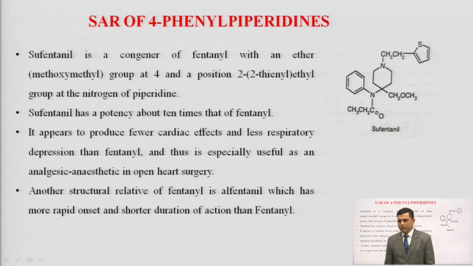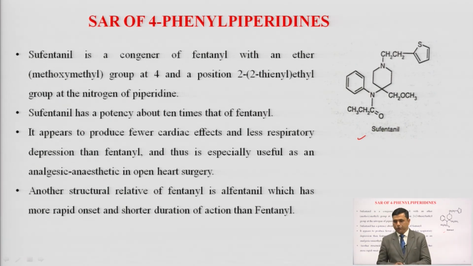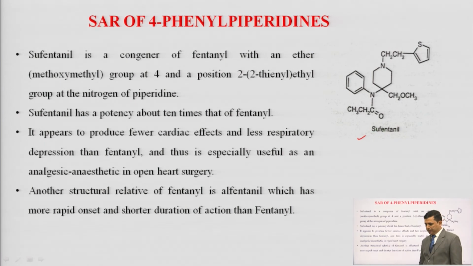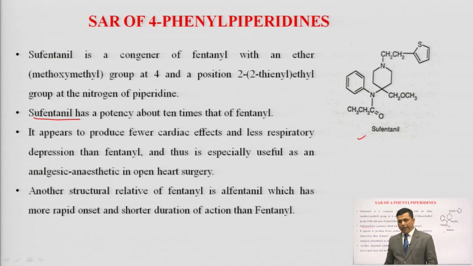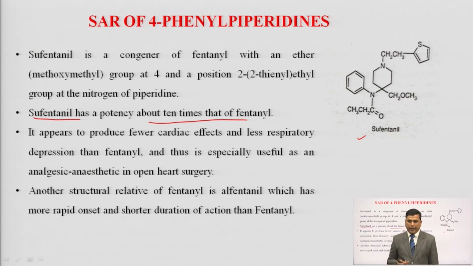So, another drug involved in these 4-phenyl piperidines is sufentanil. Sufentanil has a methoxymethyl group at position 4 and a 2-thienylethyl group at the nitrogen of the piperidine. Our main concern is the potency of sufentanil. Sufentanil potency is about 10 times that of fentanyl. Fentanyl itself is a highly active compound, and sufentanil is about 10 times more than fentanyl, and it produces fewer cardiac effects and less respiratory depression than fentanyl.